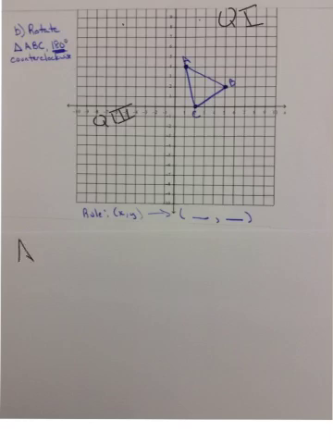So let's start with our original points: point A, point B, and point C. Point A is the same as the first example we had. So we went right 1 and up 4.